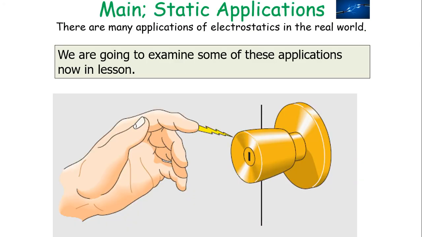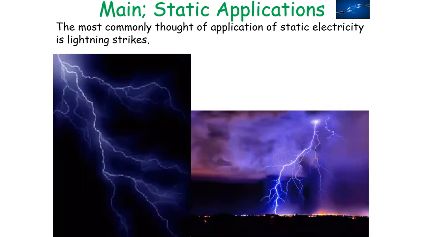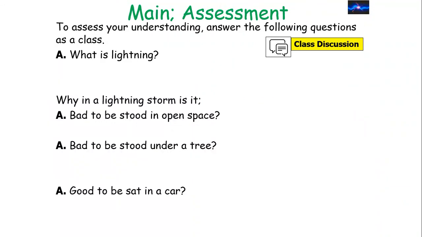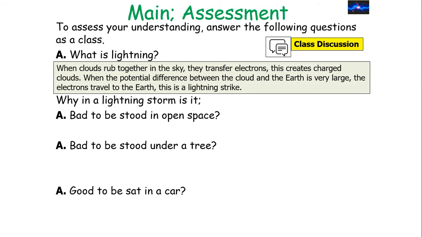Now, there are many different applications of electrostatics in the real world. One of the most commonly thought of ideas is lightning strikes. So let's think about the following. What is lightning? Well, lightning is when clouds rub together in the sky, they transfer electrons between each other. This creates charged clouds. And when the potential difference between the clouds and the Earth is very large, the electrons travel to the Earth. That's a lightning strike.